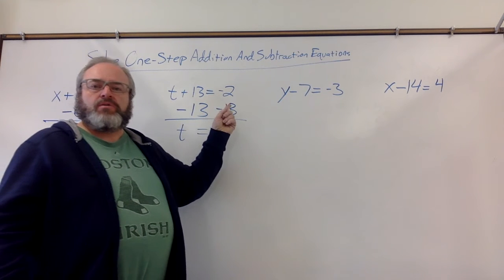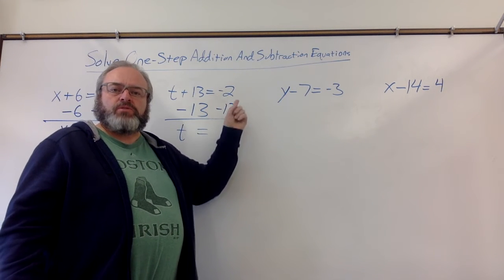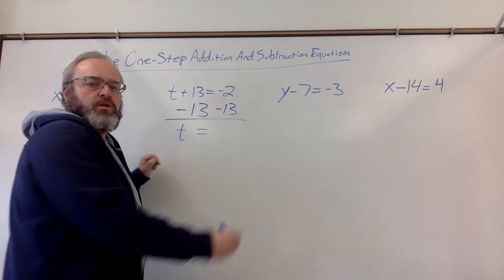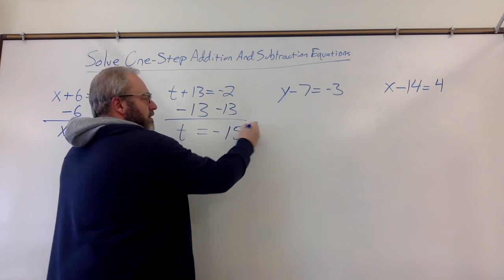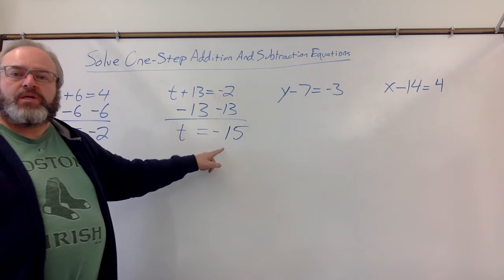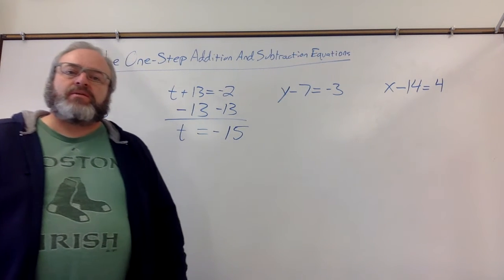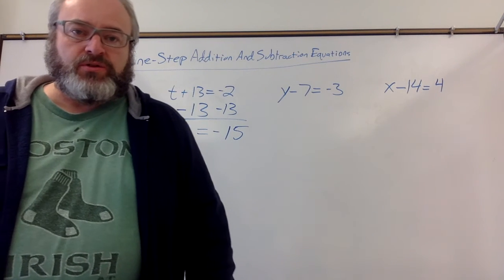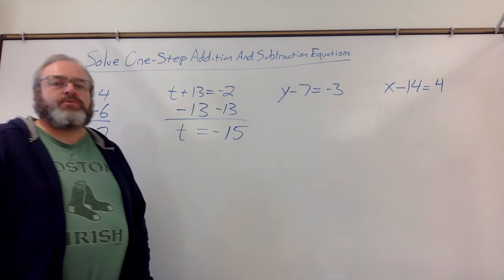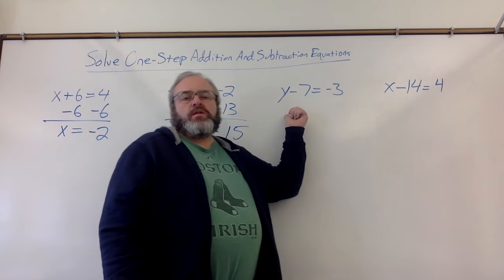And over here we have a negative minus another number, which means we're making it even more negative. So this is negative 15. Your rules on adding and subtracting positives and negative numbers are going to come in handy on this particular lesson.